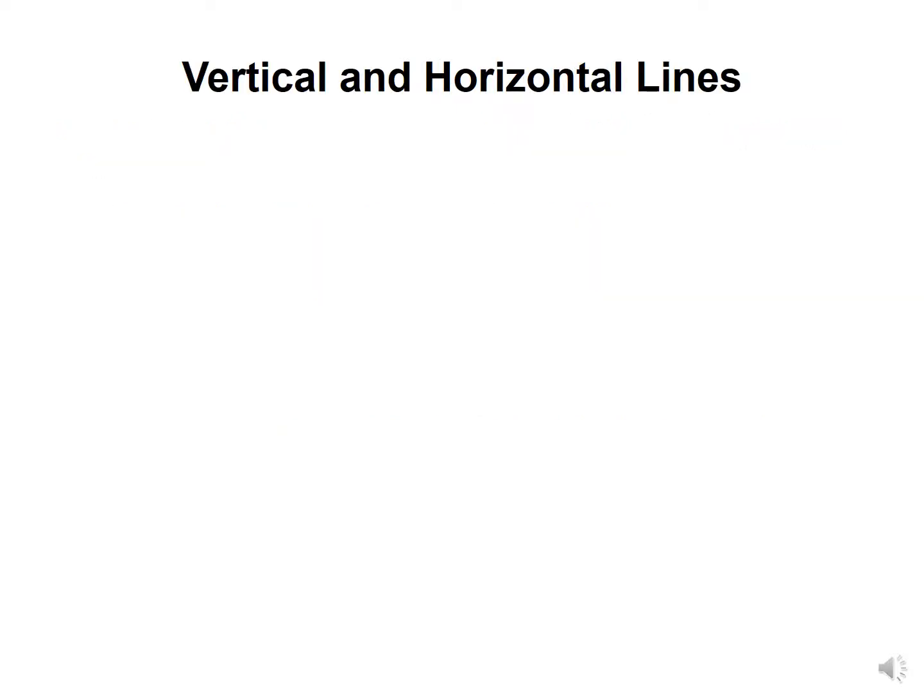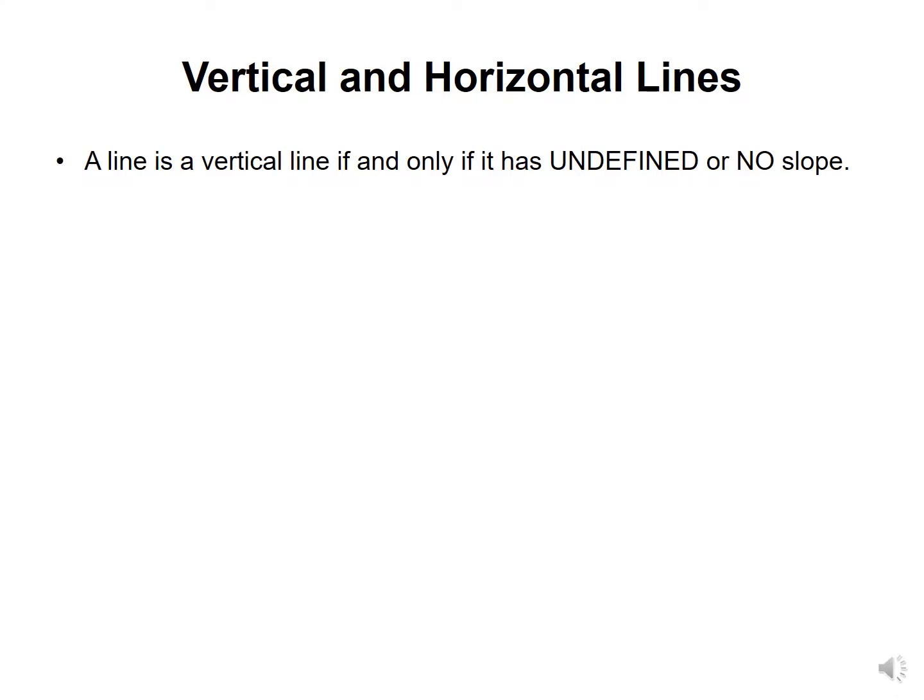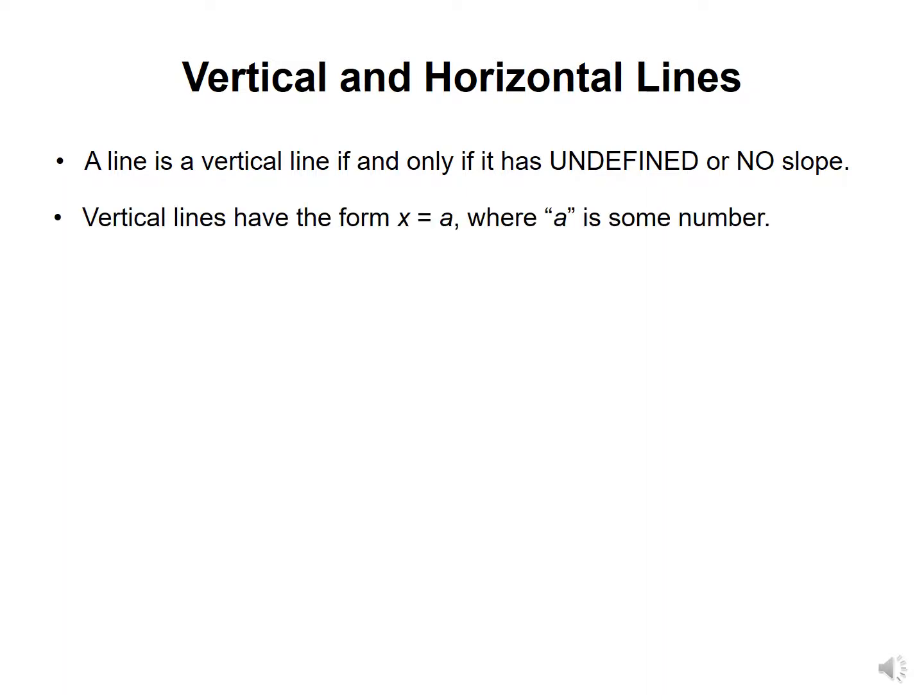Some special lines are vertical and horizontal lines. A line is vertical if and only if it has undefined or no slope. Now, the reason for that is vertical lines have the form x equals a, where it's just some number, like x equals 7, x equals 6. That means every single point on that line has the exact same x value. And if you think about the formula for slope, where you subtract the y's and then subtract the x's of points, if the x's are the same number, when you do the subtraction you get 0 in the denominator. So that's why it's undefined or no slope.